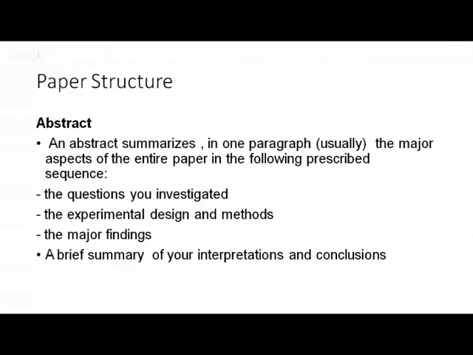The abstract summarizes in one paragraph usually the major aspects of the entire paper in the following prescribed sequence. The typical standard length of the abstract of a paper is one paragraph, or we can say from 200 to 300 words. Use active voice when possible, but much of the structure of the abstract is written in passive, in past tense.